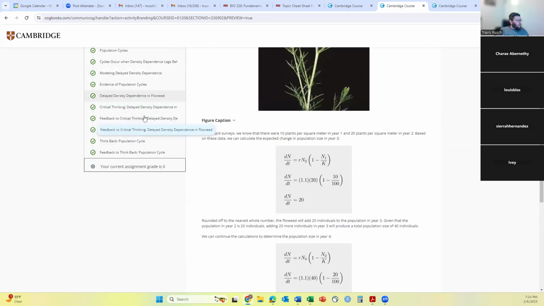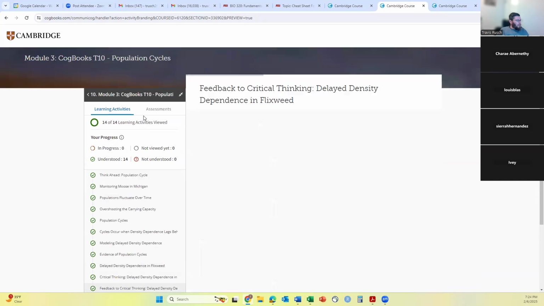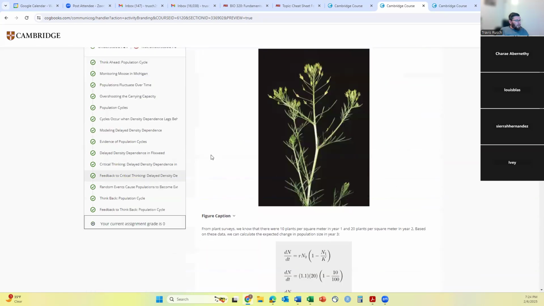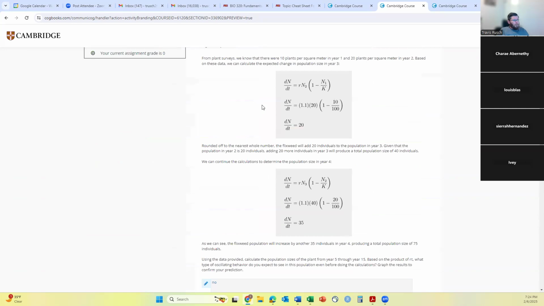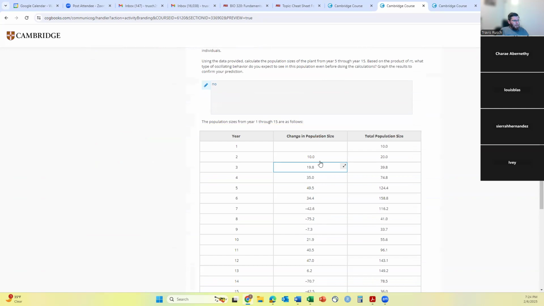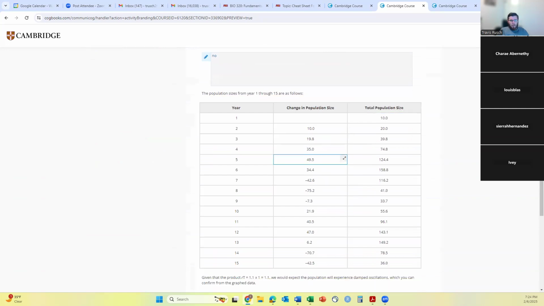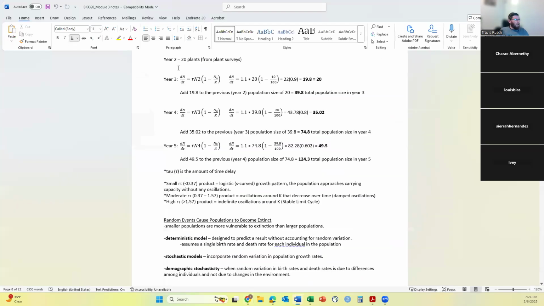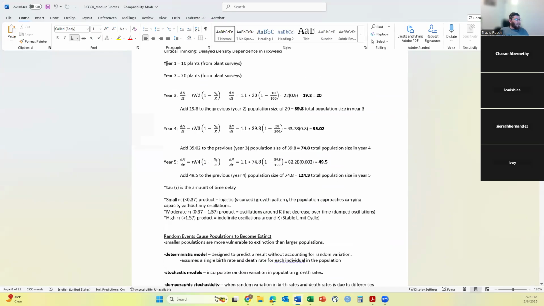And if we go to the feedback on critical thinking, it gives you multiple steps on how they calculated it. And they also then give you the table that they filled in here. And I'll slide my notes over here so you can see where I calculated it. I can't say those two words together. Year 1, we were given 10 plants. Year 2, we were given 20 plants. And then we calculate year 3, year 4, and year 5.